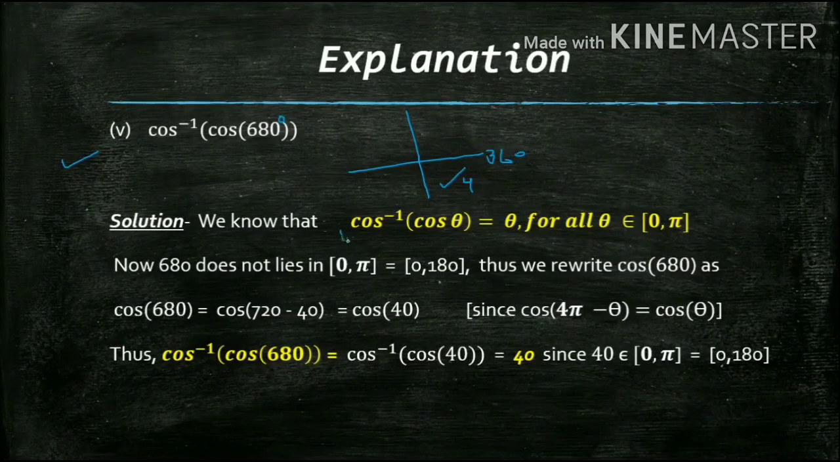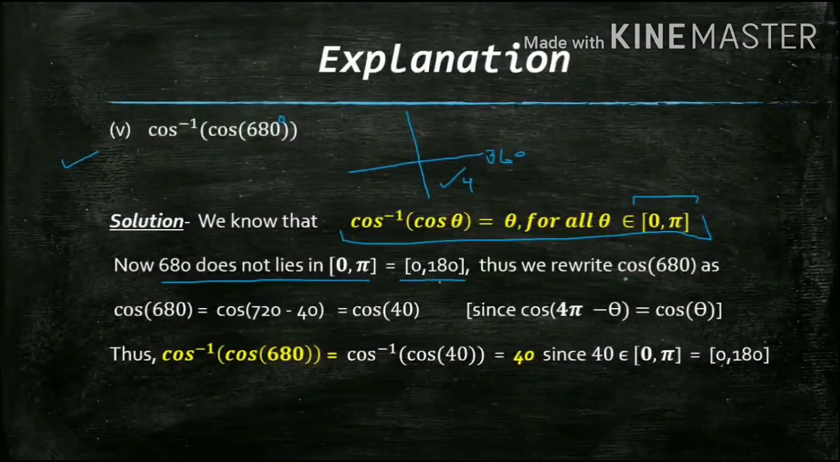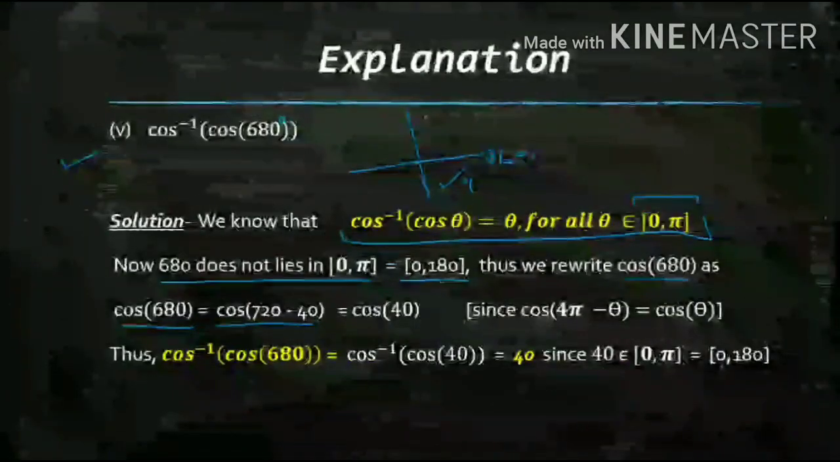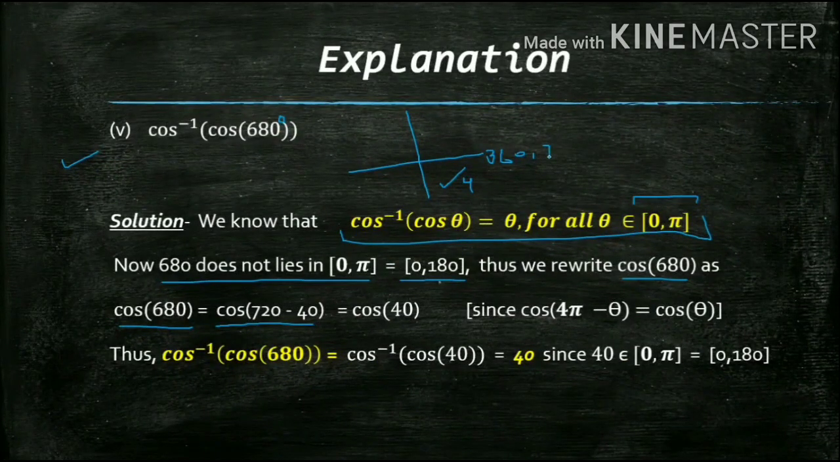And you know that cos inverse of cos theta is theta whenever theta lies in 0 to pi. Now 680 does not lie in this, because this is 0 to 180 only. So we'll write cos of 680 as cos of 720 minus 40. If I go one round again, 360 would become 720. That means 2 pi would become 4 pi, which is nothing but 720.